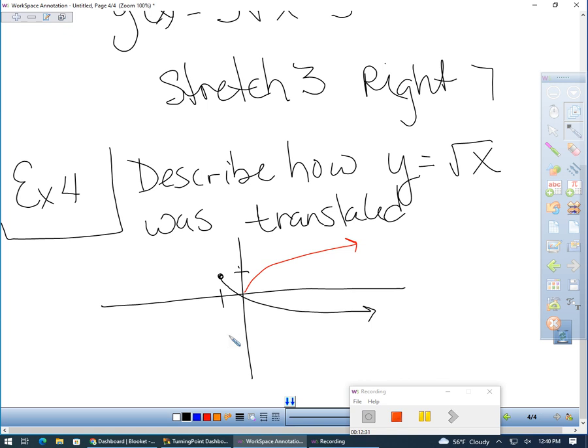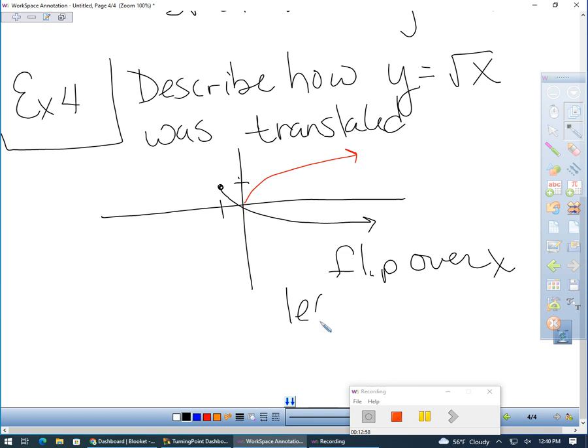Okay, I saw some people doing this, so it's flipping over the what? Flip over x, okay, flip over x, I agree. So that's going to take it from here down here, right? And then I have to go to the left how many? 1, and up how many? Good. So we're just going to say left 1 and up 1. Didn't have to write an equation or anything, just tell me how it moved.